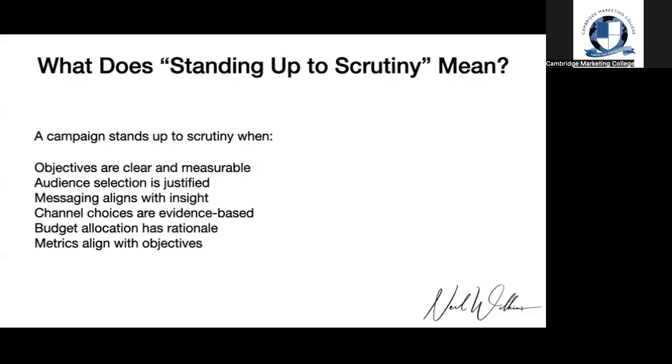Well, a campaign stands up to scrutiny when the objectives are clear and measurable, they're SMART, when the audience selection is very clearly justified, when the messaging aligns with the insight of what the market or the audience wants or needs, when the channel choices are evidence-based, so you're not just making it up or just using the same ones because we always do. Budget allocation has rationale. A campaign will stand up to scrutiny when you've got a rationale behind the budget allocation. Notice we don't say budget spend. We're not spending here, we're investing. That's a mindset shift for many marketers and communicators, thinking of every single pound or dollar that you allocate as an investment. In other words, we need to see a return of some sort of value back from this. And of course, the phrase we use is ROI, return on investment.